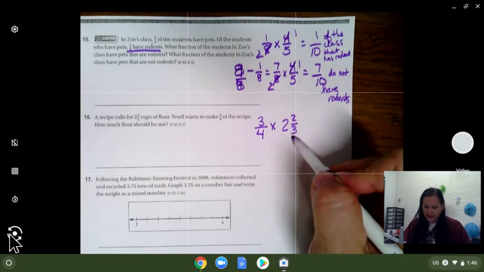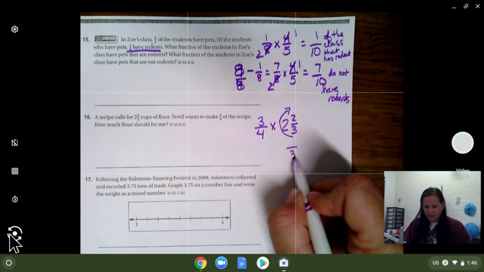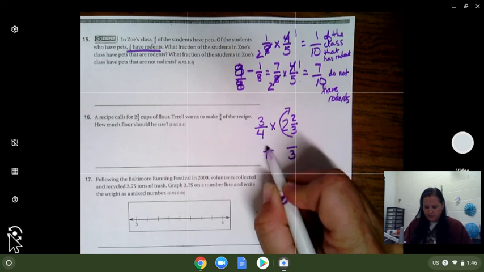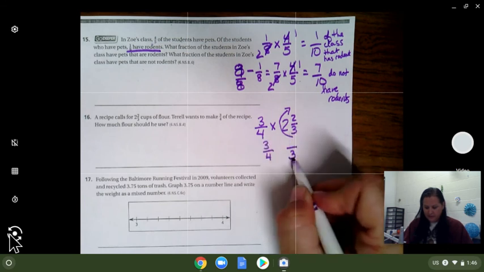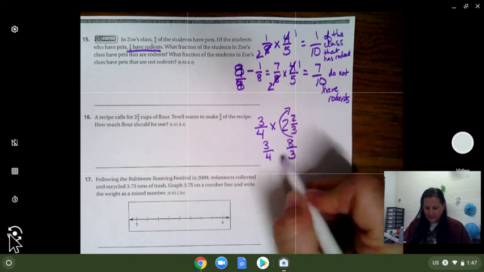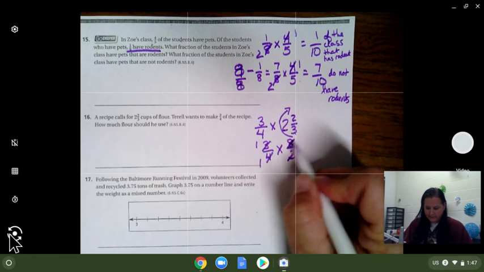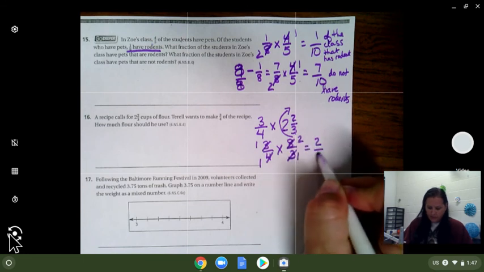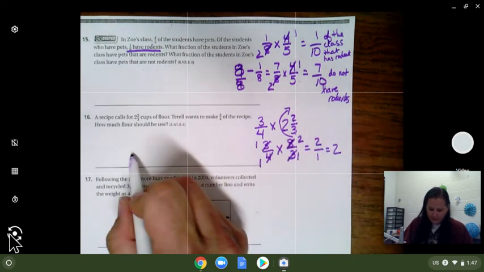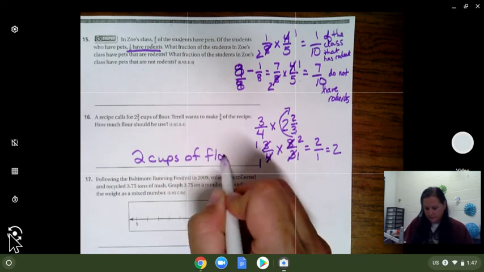So first we have a mixed number here. We need to make it into an improper fraction. Remember, you just keep the denominator the same here. 3 times 2 is 6, plus 2 more is 8. Now we look to see if we can simplify it at all, and we can. We're going to have 2 over 1, or just 2 cups. So 2 cups of flour should be used.